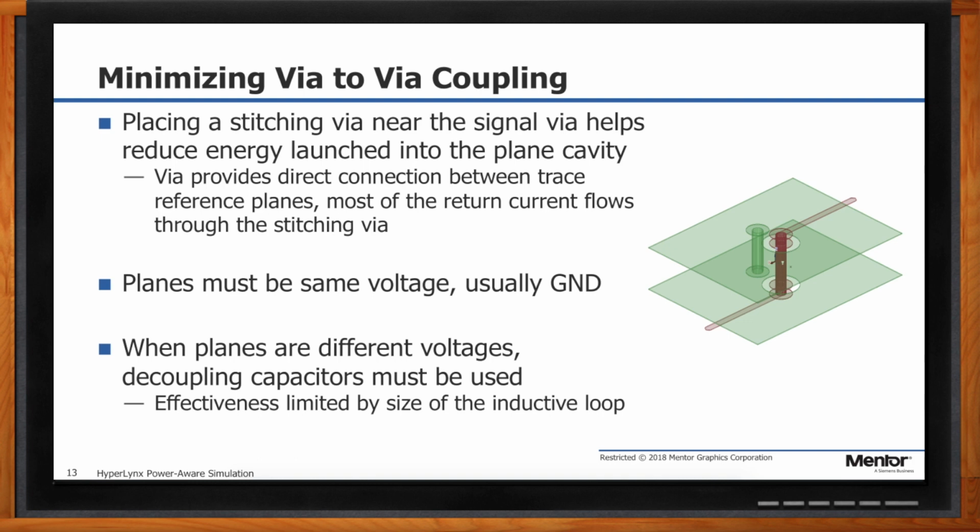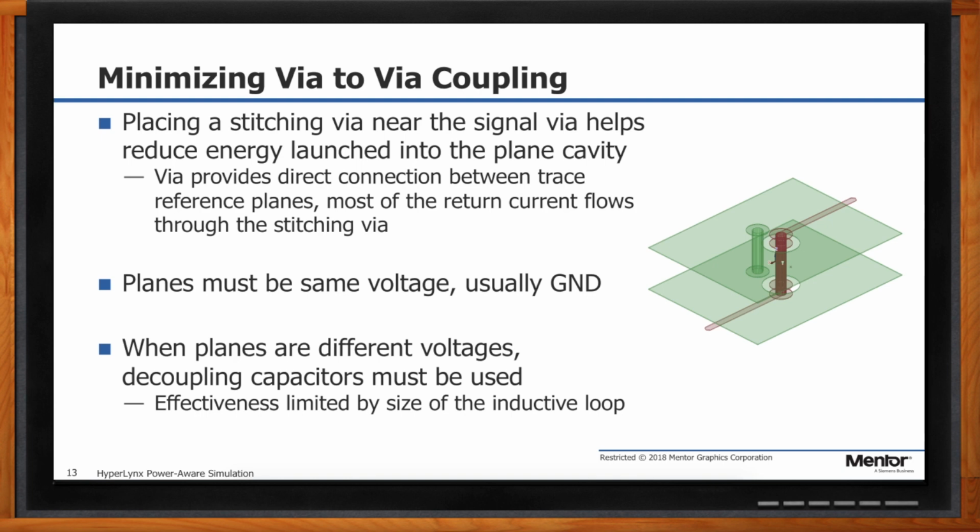Now, one other minor note, and that is that the stitching via strategy works really well, but to directly connect two planes together, obviously they have to be the same voltage. Shorting power and ground is a bad idea. It tends to cause fires. And so if we've got planes that are different voltages, then we end up using decoupling capacitors to get that current from one plane to the other. But the problem with that is that those decoupling capacitors themselves have parasitic values, and then there are inductances associated with the vias that mount them. And all of that limits the effectiveness of those things at high frequency.